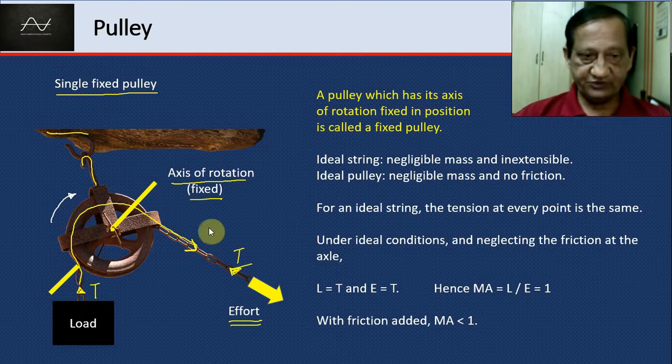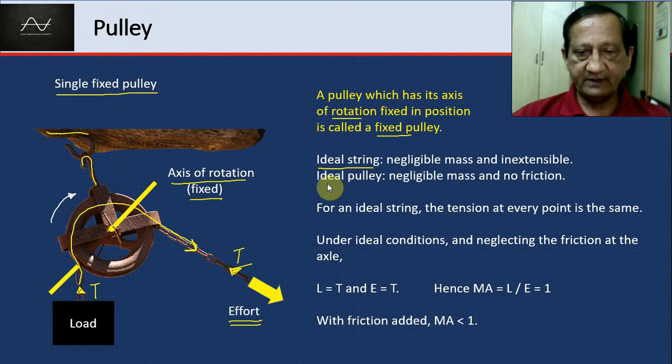We are also going to assume for the moment that the mass of the pulley is also negligible and there is no friction. This is a single fixed pulley. A pulley which has its axis of rotation fixed is called a fixed pulley. And we are going to assume ideal string and ideal pulley as I mentioned. If you have an ideal string, then the tension is the same at every point. If it has got a mass, then the tension will differ.